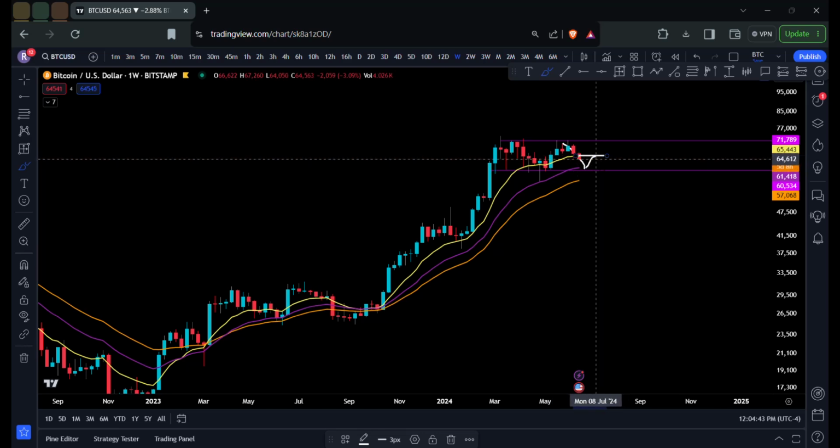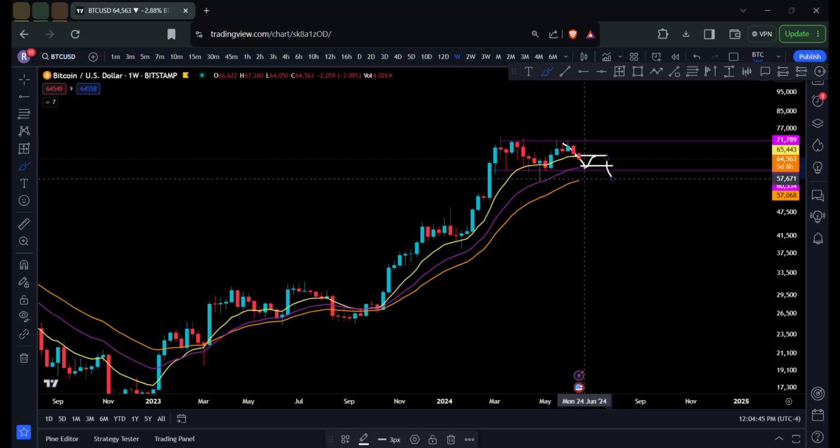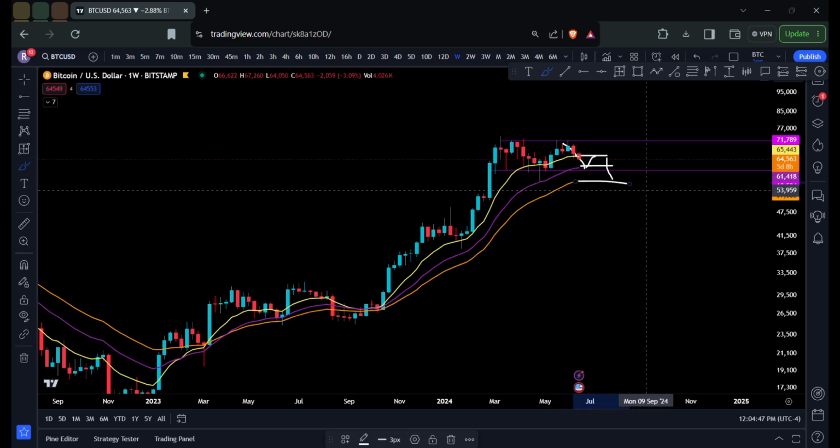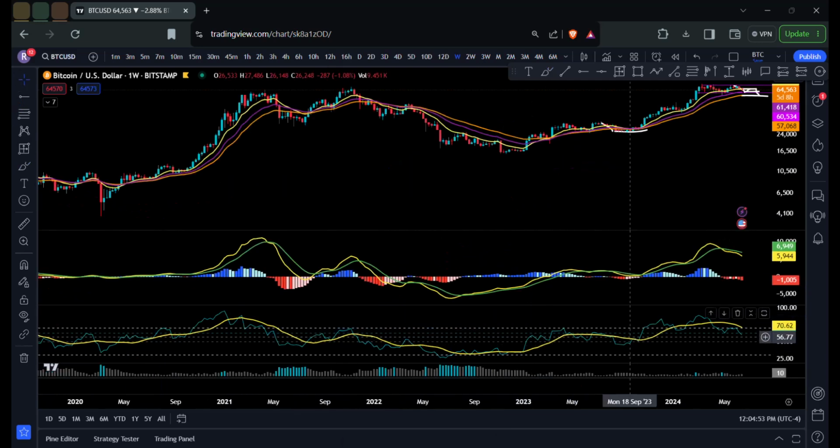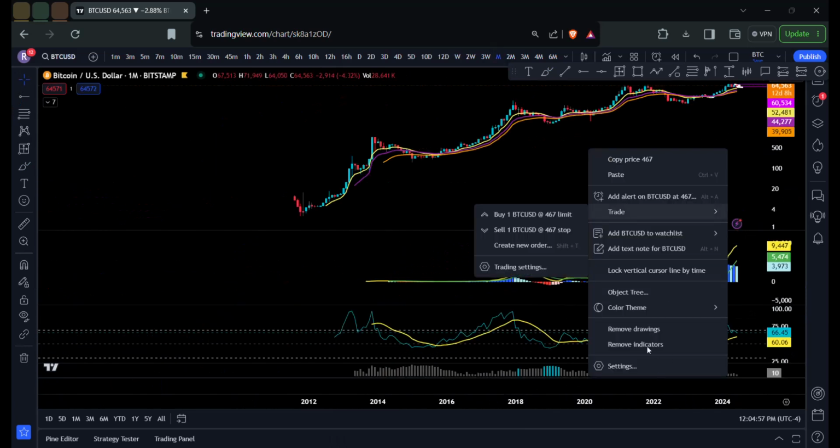We come back up, and then eventually what happens is we'll use the 11 as resistance. Then we'll break the 21 and head to the 31-day moving average. And then once again, you could see something like this, as long as we stay above the 50 line on the weekly RSI.